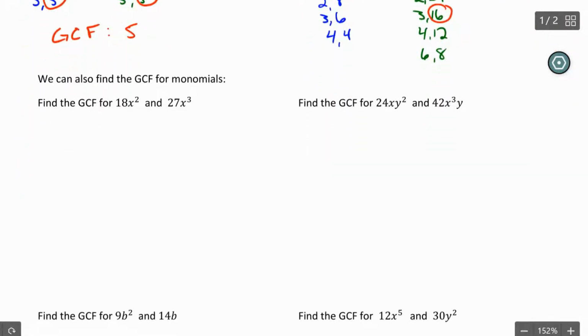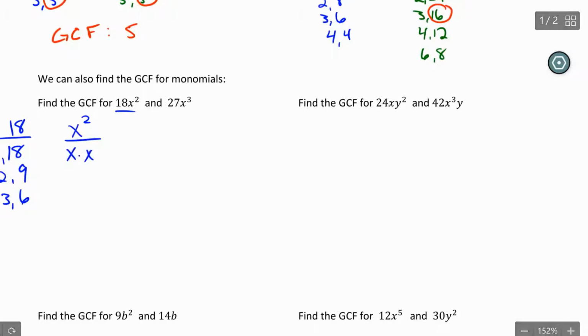Now, since this is algebra, we got to add some letters. You know how it goes. So now instead of just 18, I have 18x squared. So I can break that apart into just the 18 and just the x squared. So still thinking about all my factors for 18, 1 and 18, 2 and 9, 3 and 6, and x squared just means x times x.